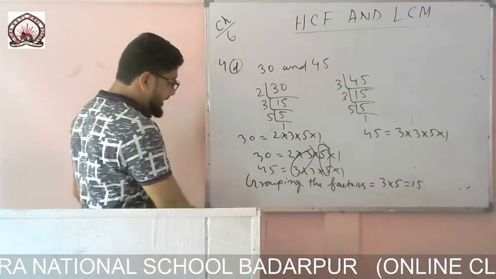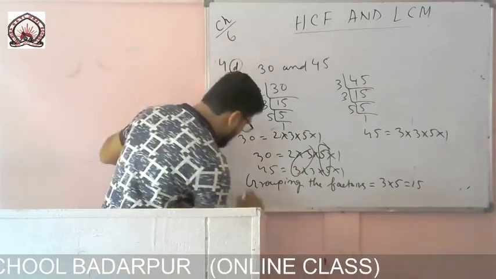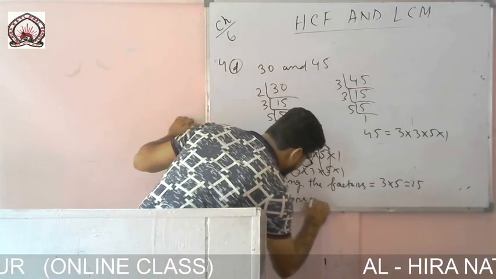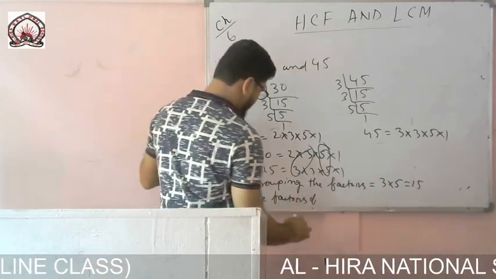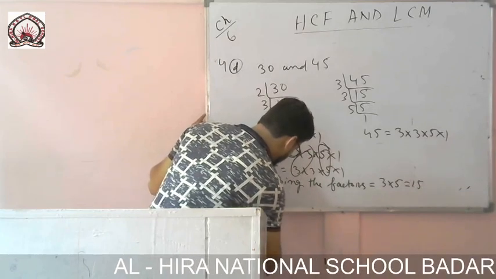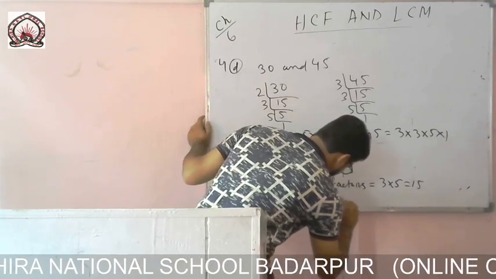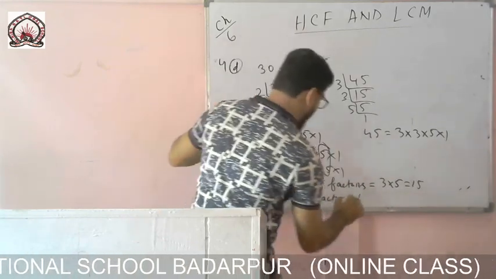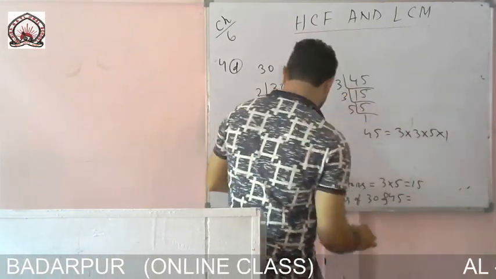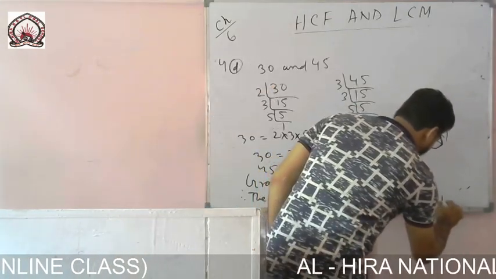Now you write, grouping the factors: 3 into 5 equals 15. Therefore, the common factors of 30 and 45 equal 3, 5, 15.